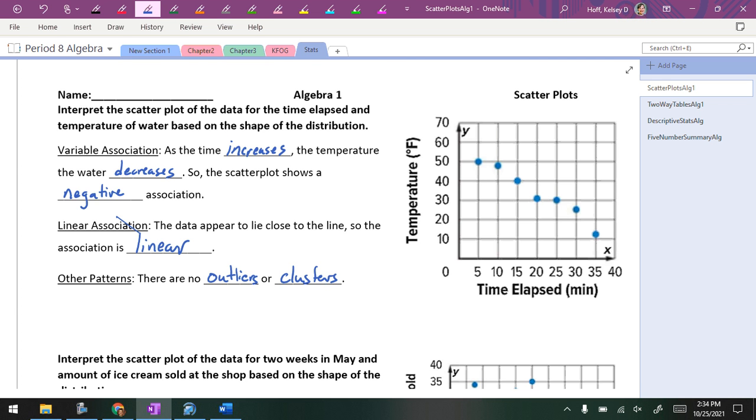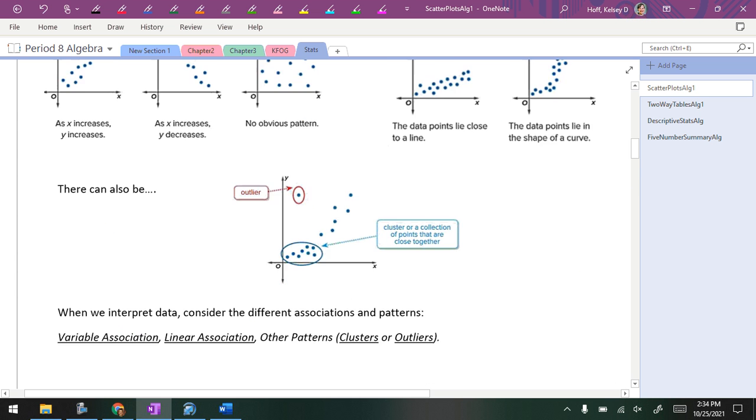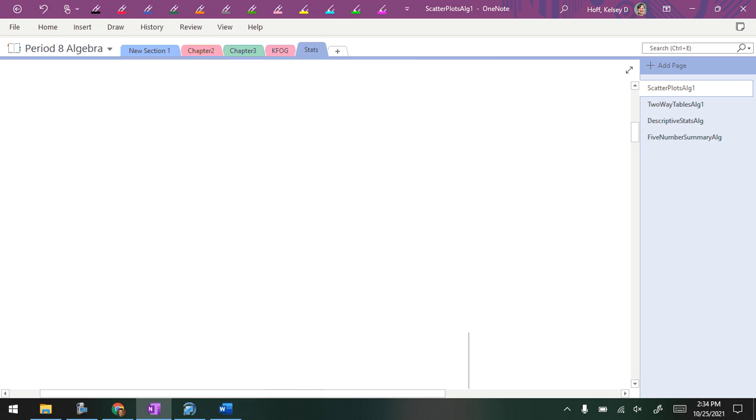Okay, you take a minute. Describe for me on the next graph the variable association, the linear association, and your outliers and clusters. See what you can write on there. You want me to put that up here so you can look? Here's your associations here.